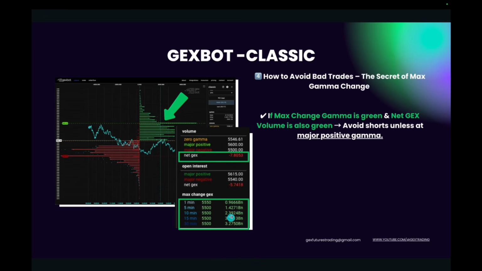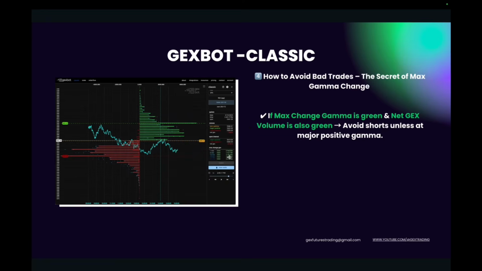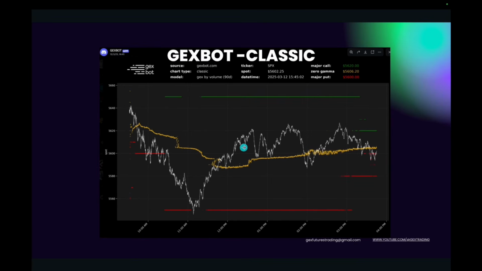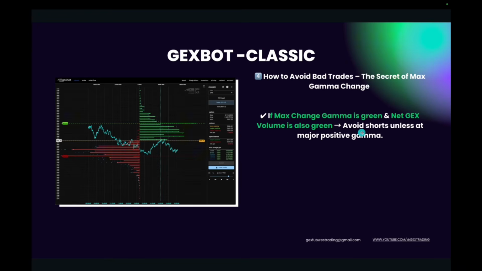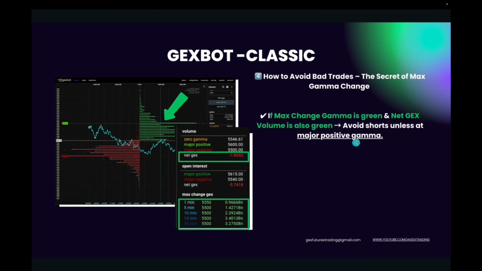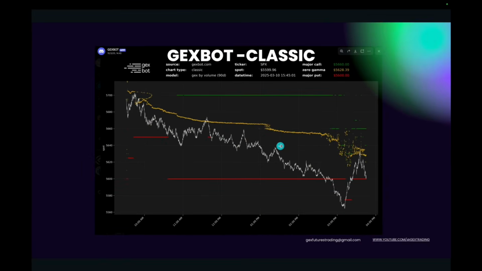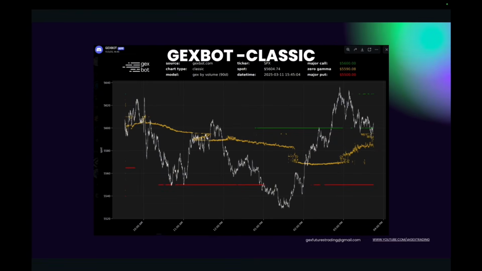Now, the other way around: if everything that you see is green, max change gamma is green and your net gamma is green, you don't sell. So if you're here, you don't sell unless you hit a major positive gamma. Let me see if I got an example here. That's this one. So you don't sell in here because we're above positive gamma, and most likely max change is green and net gamma exposure is green. So you sell in here. That's where you make your money. You sell in here. You don't sell anywhere else.